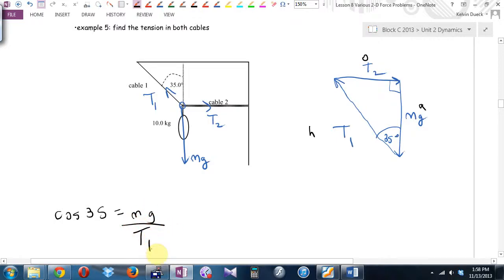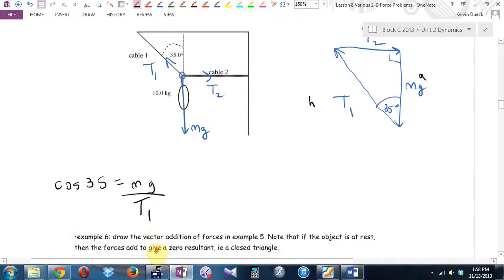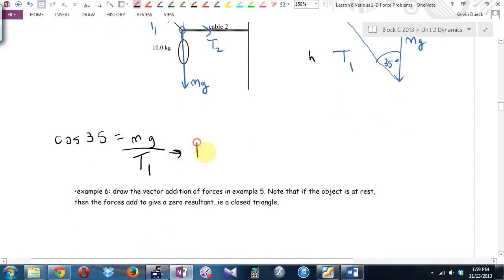How would I get tension 1 by itself? Stuff moves. Hey, we're back to, holy smokes, like day 2 of physics 12. Do I have 1 fraction equals 1 fraction? I do if I imagine that the cosine is over 1. Stuff moves how? Diagonally. Remember that? So tension 1 is mg over cos.